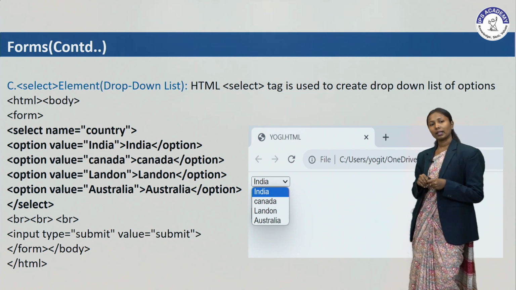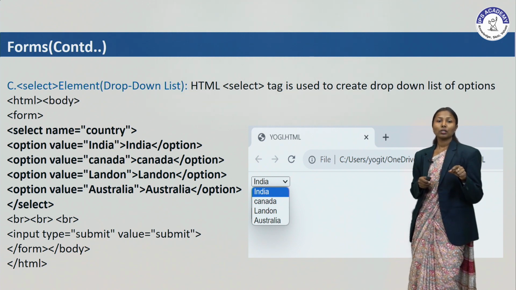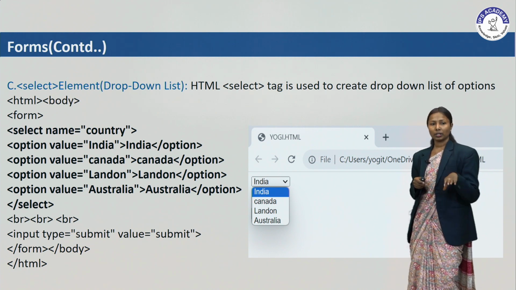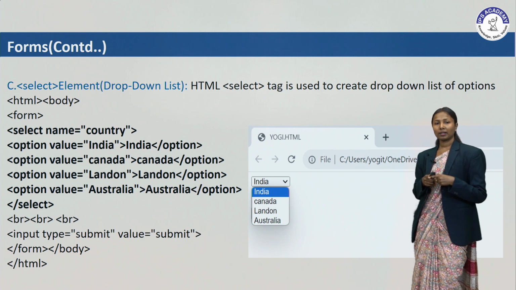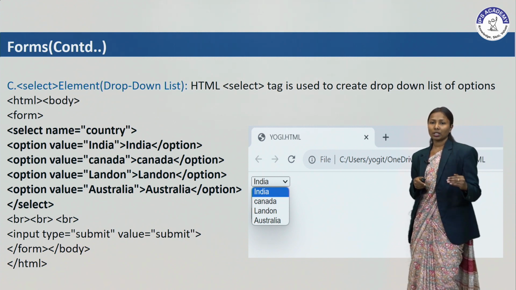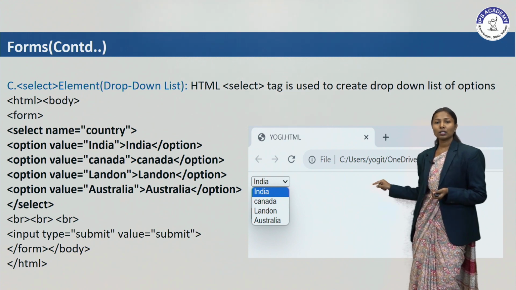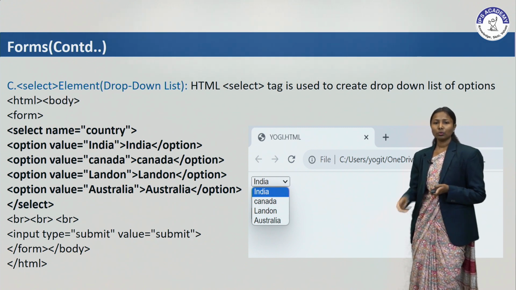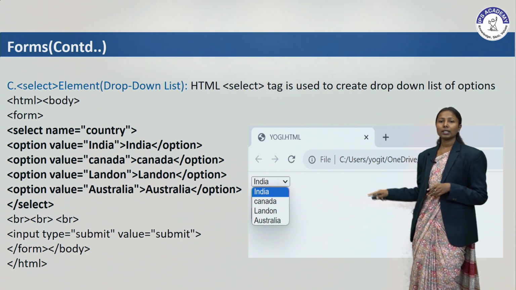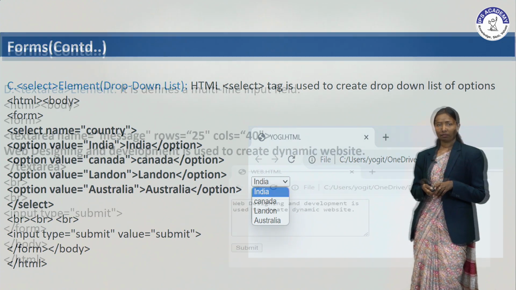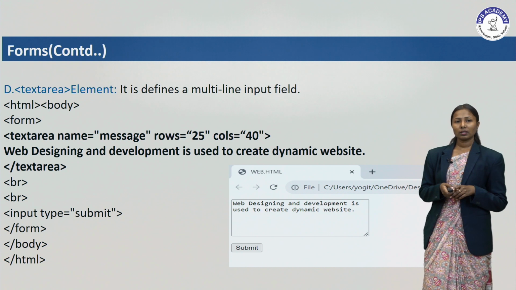So inside this select tag I am writing option value. Okay, so you are creating a drop down list, so that's why you have to put here option value. So first option value I am writing here India, second option value Canada, third option value is London, fourth option value is Australia, right? So I am creating here 4 options in my drop down list. So when user clicks on this list, the options will appear to the user. Okay, and you have to click from these multiple options, so this is the drop down list.